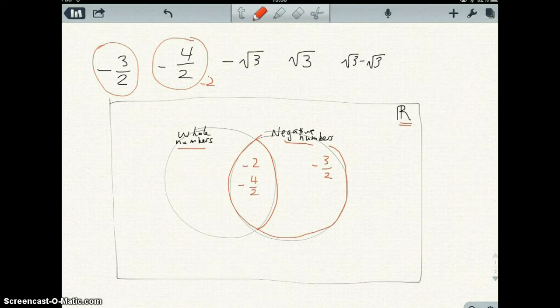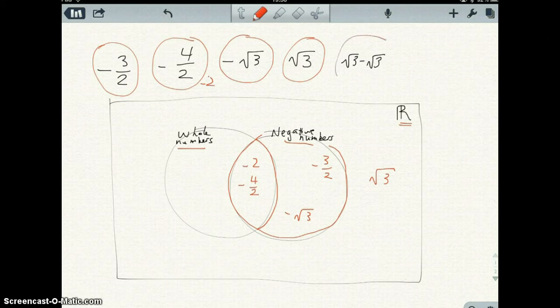Okay. Now, negative square root of 3, is that a whole number? No, it's an irrational number also. It's not even a rational number, but we don't have a rational number set here. All we have is whole numbers, negative numbers. It's not a whole number. It's a negative number, so we would put it in the negative number set, but not in the whole number set. Now we have square root of 3. Now square root of 3 is not a negative number. It's not a whole number, so the only place it can go is outside, right?